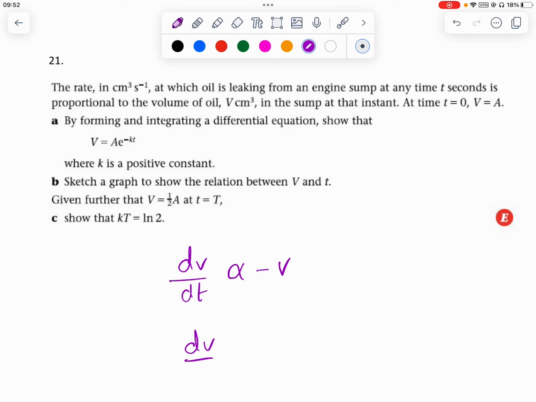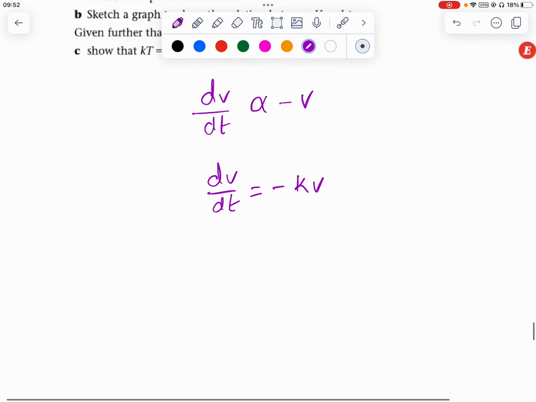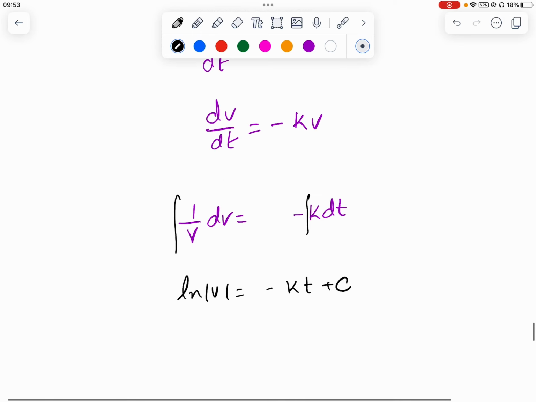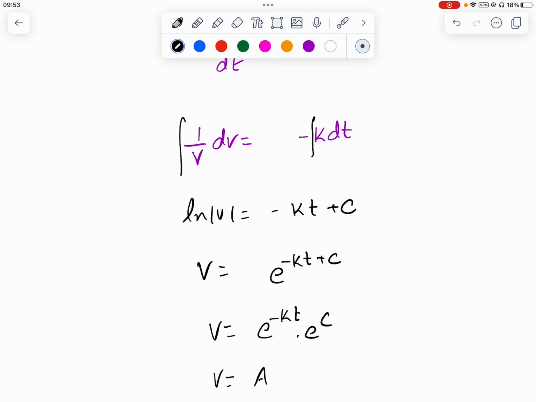So now dV by dt equals to minus kV. Take away that proportionality symbol and minus kV. Now 1 upon V, differential equation, so variable separable. 1 upon V dV equals to minus k dt. Then integral on both sides. So ln V equals to minus kt plus c. So V equals to e power minus kt plus c. So V equals to e power minus kt times e power c. E power c is some other constant. So a e power minus kt.